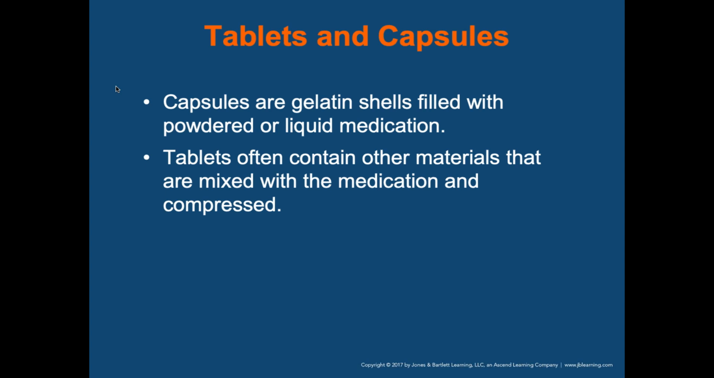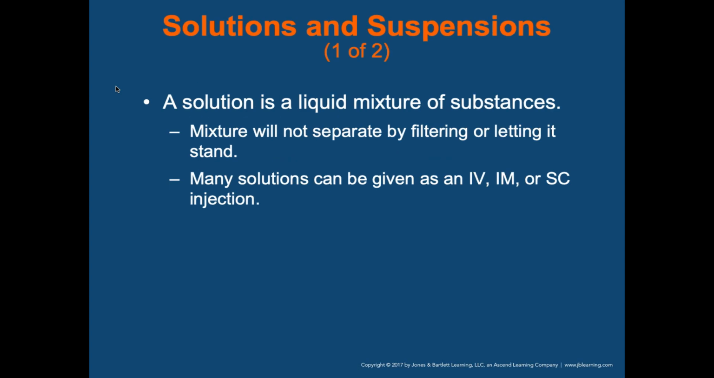So capsules are gelatin shelled, filled with powdered and or liquid medication. And tablets often contain other materials that are mixed with the medication and compressed. So you may see something like oxycodone, things like that. I'm trying to think of some other combination of medication. I'm drawing a blank right now. It's like OxyContin, oxycodone. Might be some tablets you'll find in the field on patients that have chronic pain and things like that. A solution is a liquid mixture of substances.